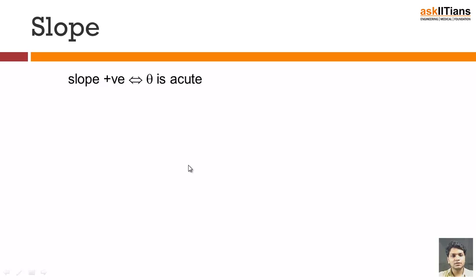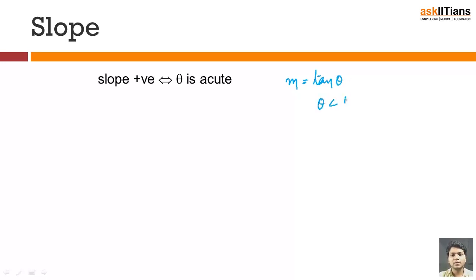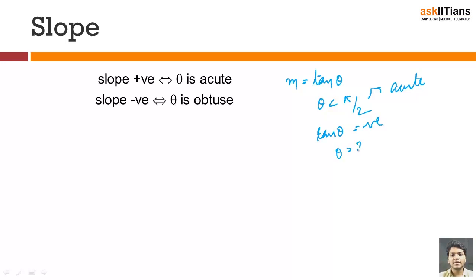Next in the series are the various values of slope and what the value of theta will be. If the slope is positive, theta is acute. How can we say this? Because we know that slope is tan of theta, and if tan theta is positive, the range of theta will be less than pi by 2, which is the appropriate condition for an angle to be acute, hence very true. If the slope is negative, theta is going to be obtuse. From the same analogy, if tan theta is negative, theta will come under the second quadrant, which makes theta obtuse.